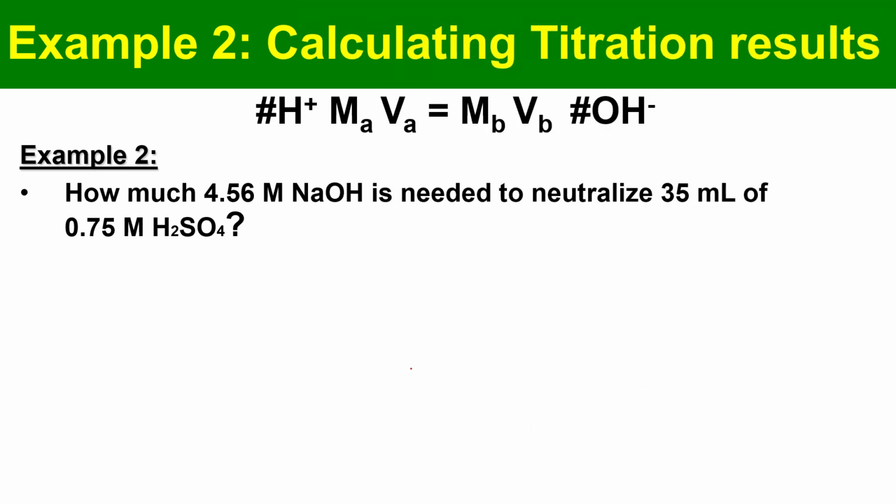You guys are on your own for this one, and I'm going to give you a hint. You will notice that the acid, which is here, has more than one ionizable hydrogen, so make sure you reflect that in your number of hydrogen ions when you are dealing with the MAVA equals MBVB equation. So pause the video now, try and suss out your variables, and calculate this to the correct number of sig figs. Unpause the video when you are ready for the answer.